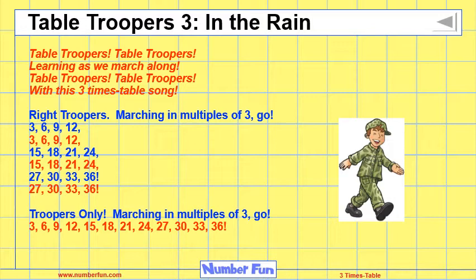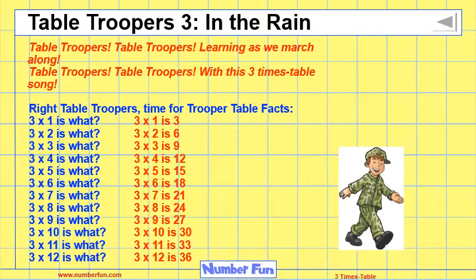3, 6, 9, 12. 15, 18, 21, 24. 27, 30, 33, 36. Table Troopers, learning as we march along, with this three times table song. Right, troopers, time for the trooper table facts.